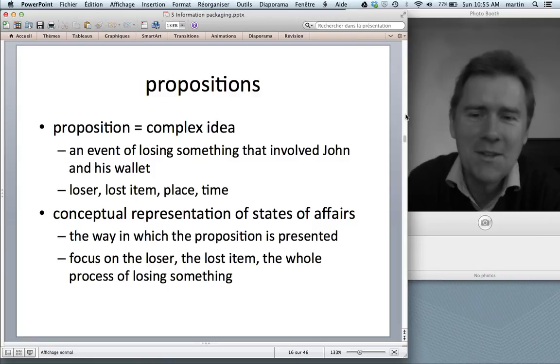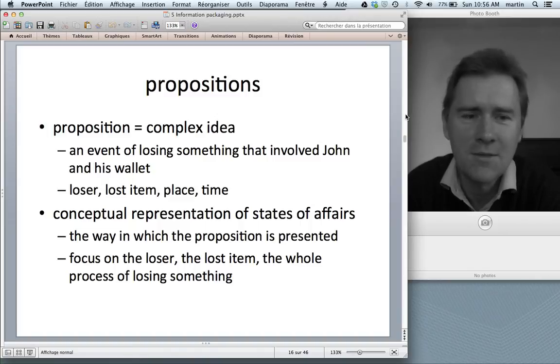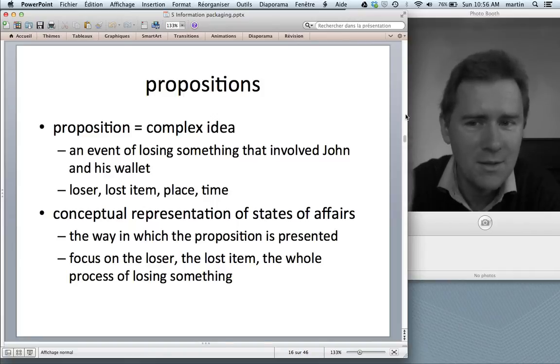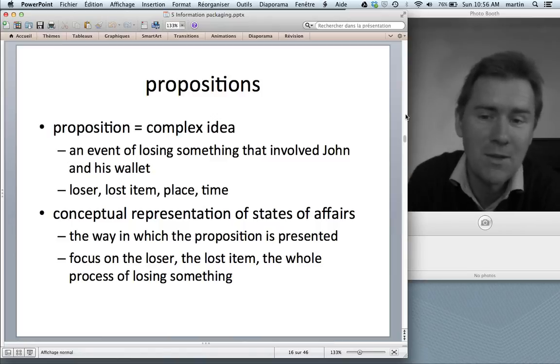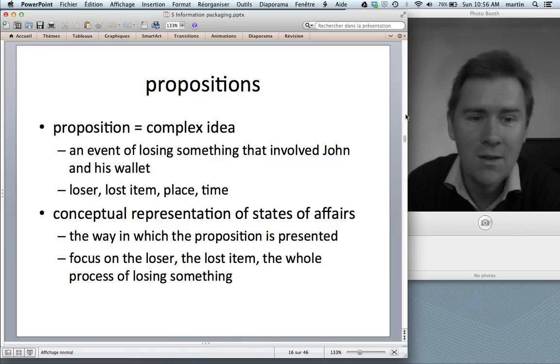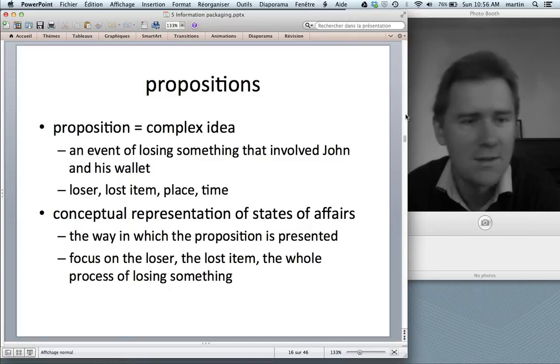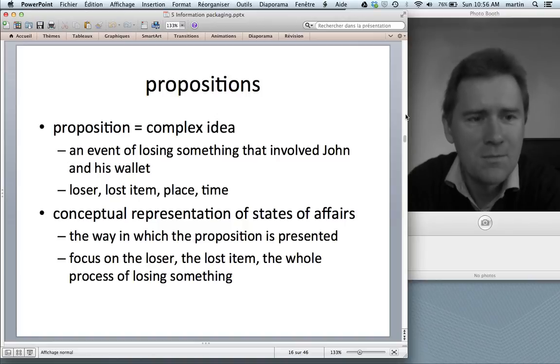A proposition, that's a complex idea. Not a complex idea as in globalization or DNA. That's a complex idea, but here, a proposition is more like the idea of an event that involves several participants. So, for instance, an event of losing something that involved John and his wallet. We have several participants, we have a loser, we have a lost item, and maybe we have a place and a time. All of those items of information belong to this event of losing something. So that's a proposition.